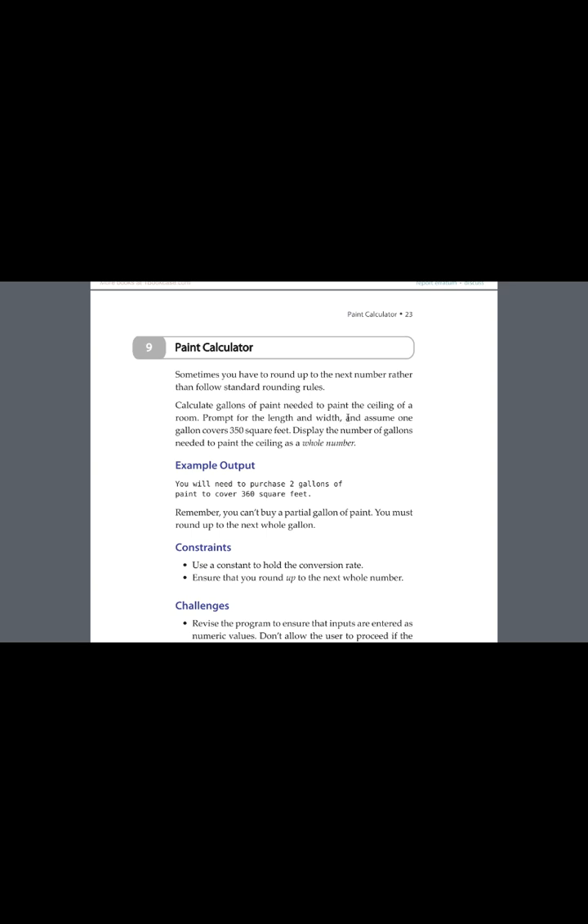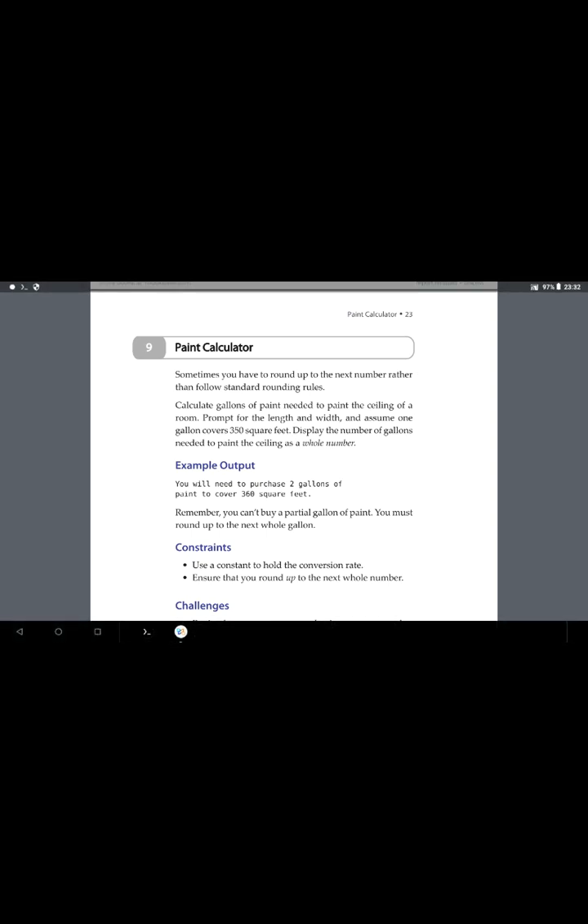So this is what I did. We have some constraints here. Use a constant to hold the conversion rates. Ensure that you round up to the next whole number. Remember, you can't buy a partial gallon of paint. You must round up to the next whole gallon. So we won't be able to say you need 2.6 or 2.1 gallons of paint. If it is 2.1, then round it to the next whole number, 3. That's what the exercise is saying we should do. I'm not the one saying it. It's the exercise that asks us to do that.